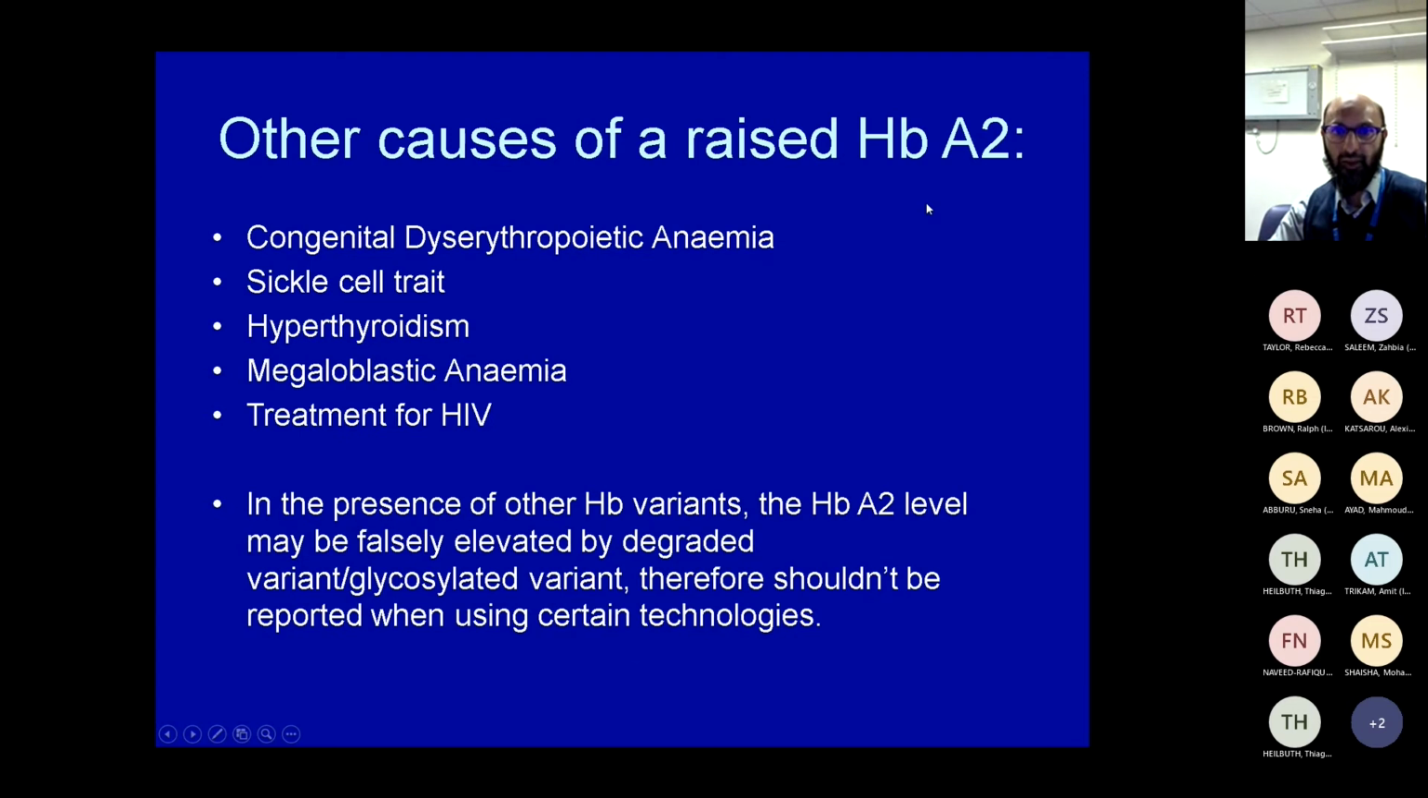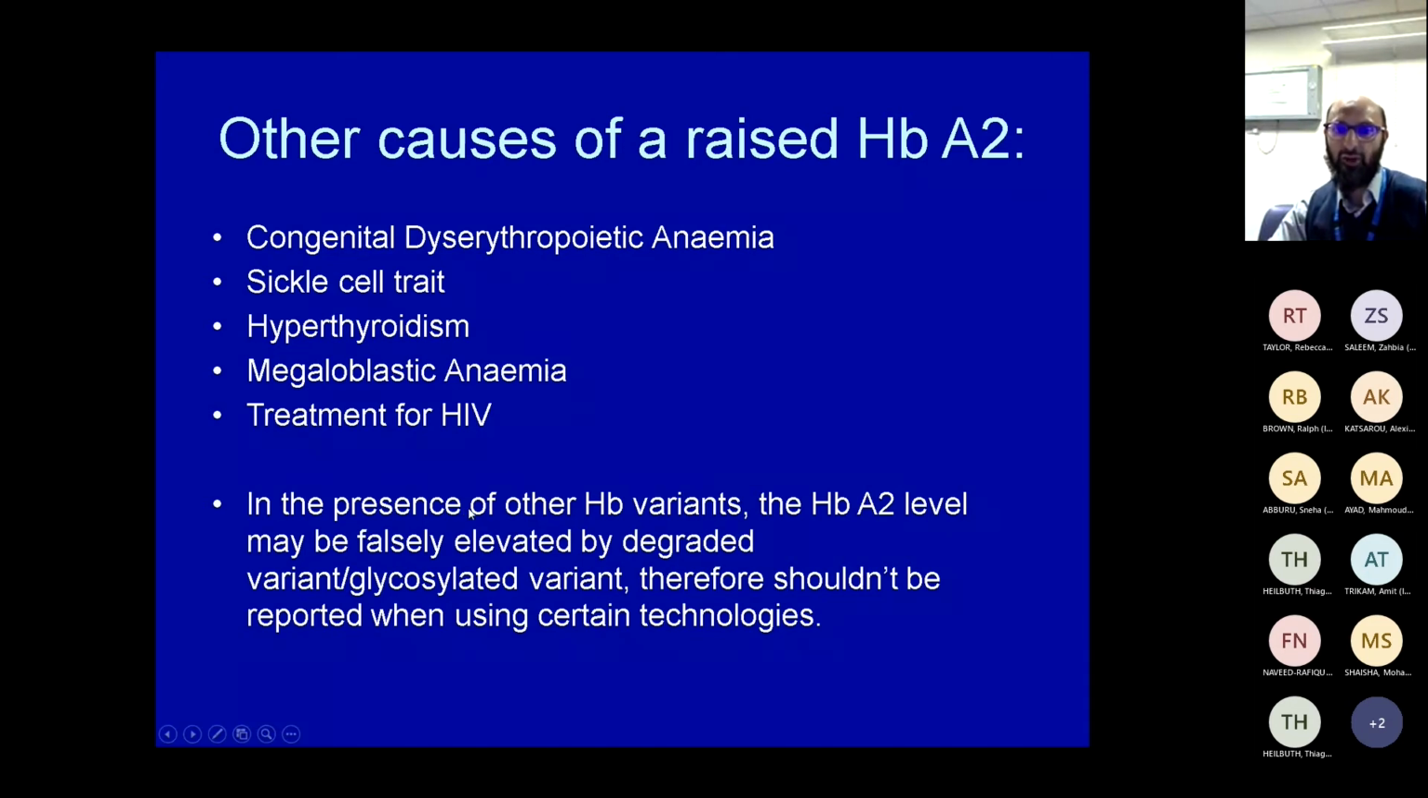Okay. I did mention that there are other causes of a raised hemoglobin A2 to bear in mind. It's important to be aware of those, and they're listed here. So congenital dyserythropoietic anemia, sickle cell trait, hyperthyroidism, megaloblastic anemia. Actually, megaloblastic anemia can cause either a high or a low A2. And antiretroviral drugs used to treat HIV can also increase the hemoglobin A2. Iron deficiency can depress the hemoglobin A2.